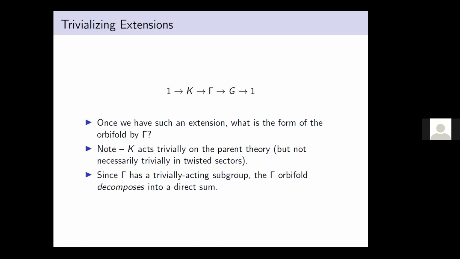Which might sound like, okay, how can you actually do that? But what we know is that if we're going to be able to do this in general, if we're going to be able to always pick some K by which we can extend G to a different symmetry, that K is not necessarily something that acts effectively on the parent theory. It's basically a formal device, a bookkeeping device. So K is some group that has trivial action on the parent theory, which means that the orbifold by gamma has a subgroup, namely K, that acts trivially on the theory. And we know that when we have an orbifold by a group with trivially acting subgroups, that orbifold is going to decompose into a direct sum of other orbifolds.